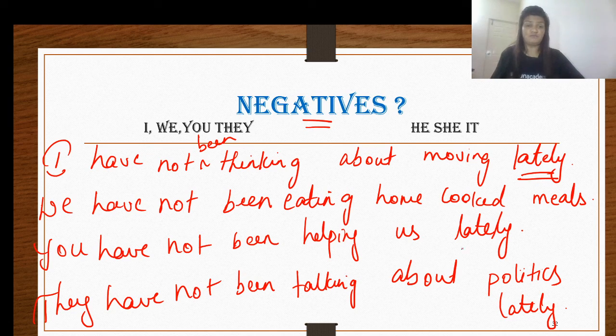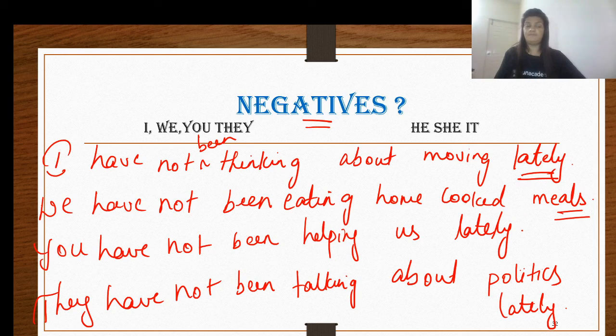We have not been eating home-cooked meals recently. We've been ordering from outside. You have not been helping us lately. You had been helping us for a very long time, but only recently you have stopped it. You have not been helping us at all or lately. They have not been talking about politics. They were always discussing politics, if I remember well, but lately they have not been talking about politics at all.